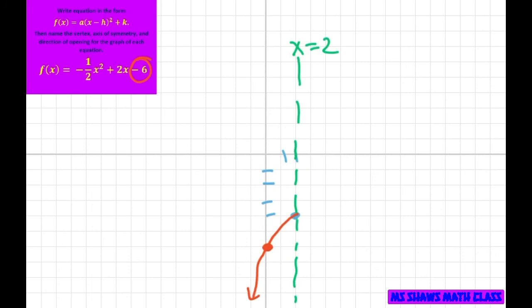So since we have our y-intercept at negative 6, then you just go over 2 here, because it should be symmetric about that line, x equals 2. Vertex was 2, negative 4.